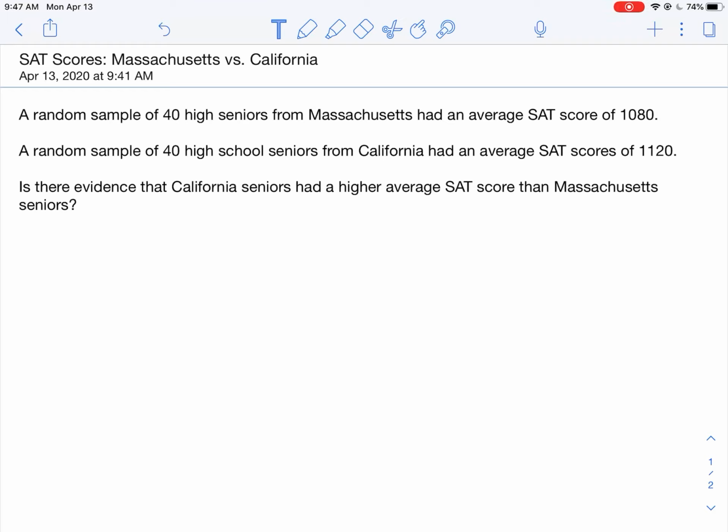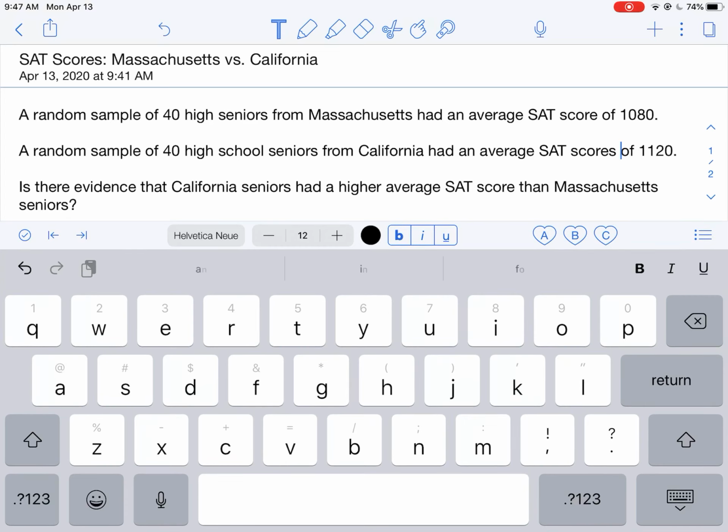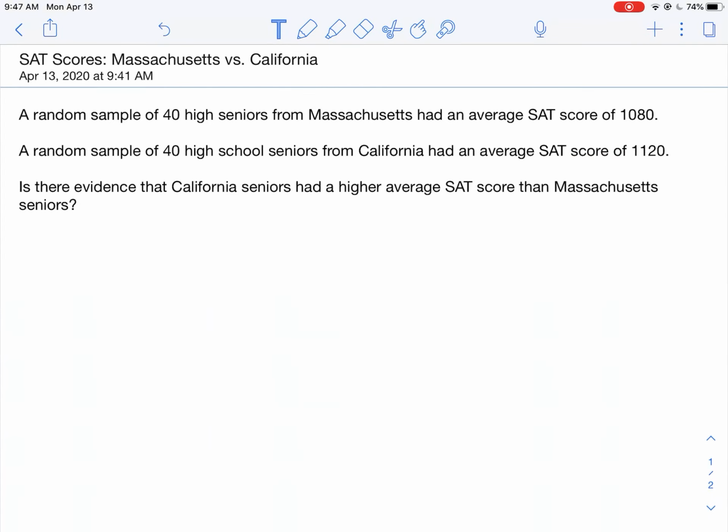A random sample of 40 high school seniors from Massachusetts had an average SAT score of 1080. A random sample of 40 high school seniors from California had an average SAT score of 1120. Is there evidence that California seniors had higher average SAT scores than Massachusetts seniors? All right, we're going to be testing this out today. We're going to be running a hypothesis test.